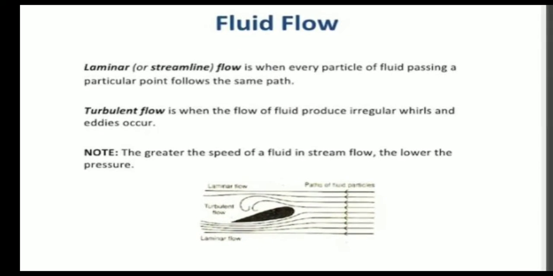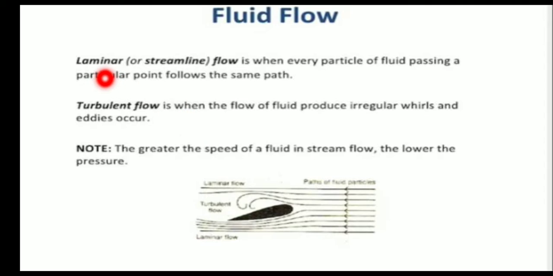Fluid flow. First one, laminar flow is when every particle of fluid passing a particular point follows the same path. Turbulent flow is when the flow of fluid produces irregular whirls and eddies. Note, the greater the speed of a fluid in streamline flow, the lower the pressure.